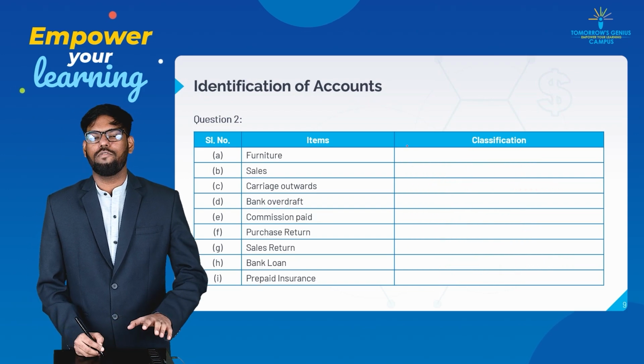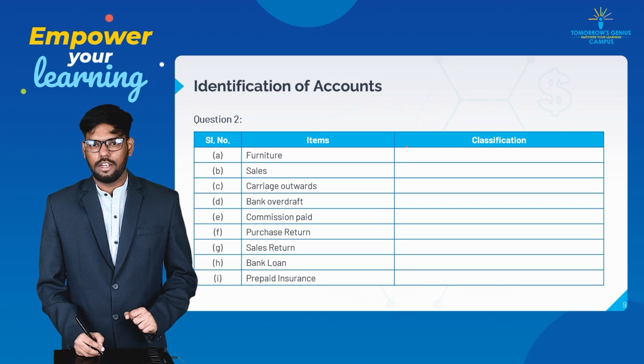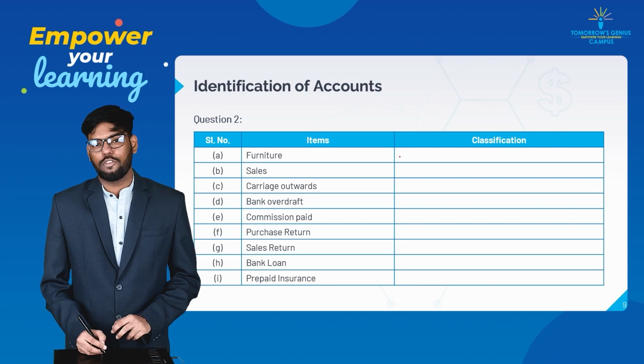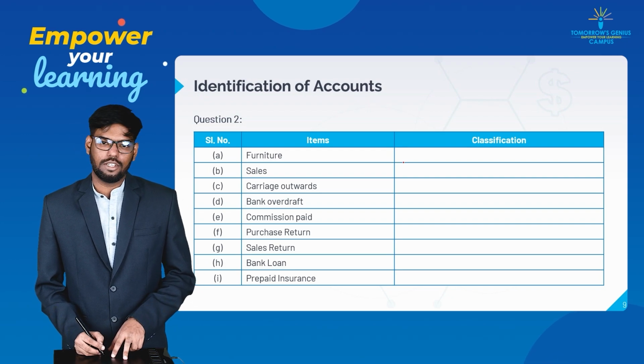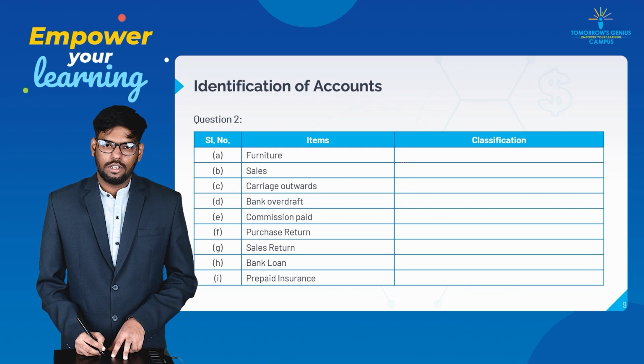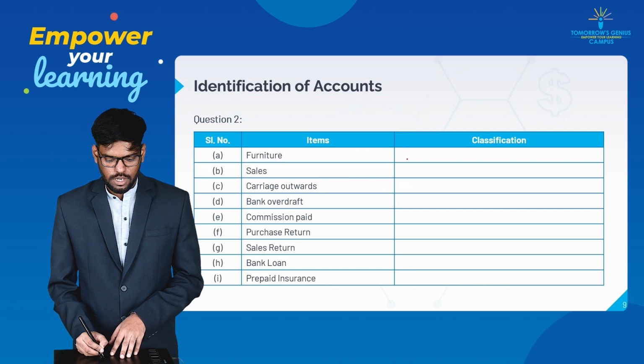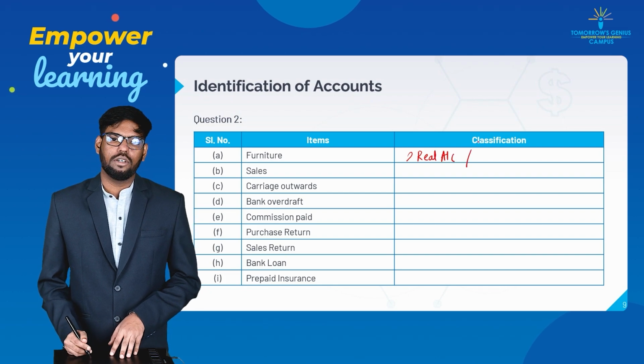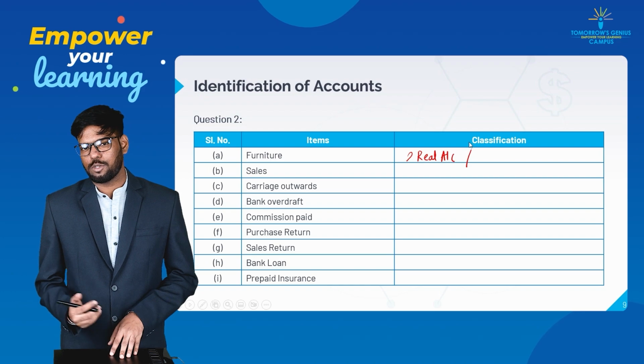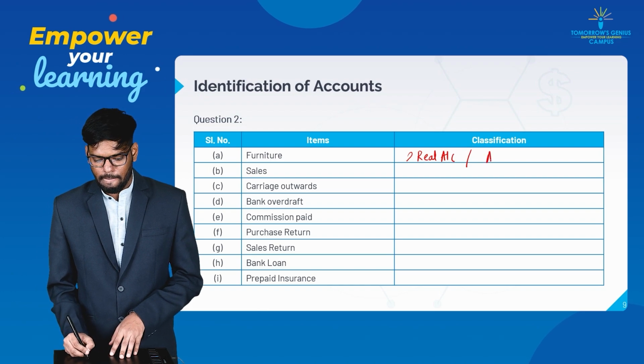Now the next question we have to see regarding identification of accounts. See, the first is furniture. Furniture is the property of your business, right? So any property, any assets as per the traditional approach is your real account, right? And as per the modern approach, it's an asset. So it will be categorized as an asset of your business.